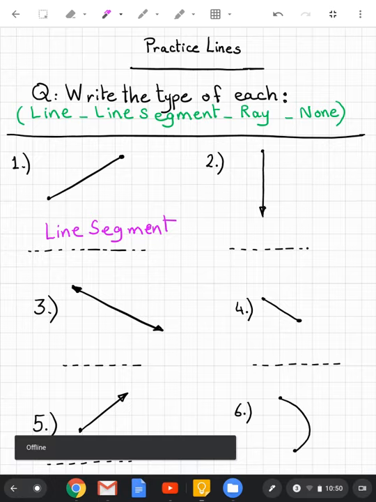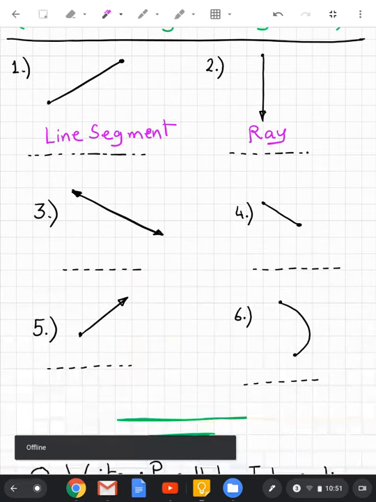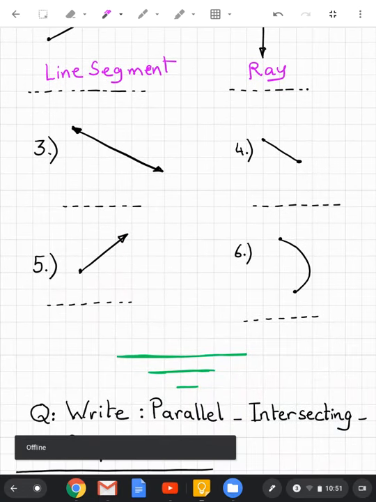Number 2, it has a start point and has no end point. What do we call this? We call it ray. It has a start, it has no end, and it's straight. Number 3, it has no start point and no end point. What do we call it? We call it line, because it's straight.